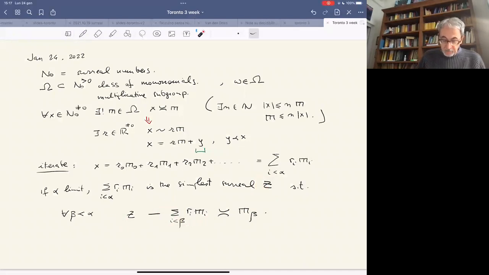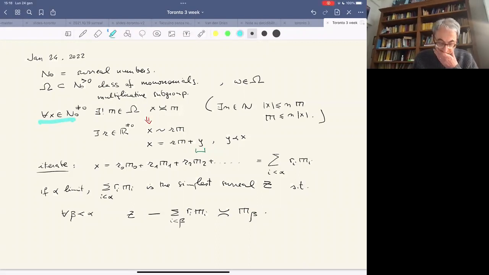Okay, this is the definition of infinite sum. The theorem is that every non-zero surreal number can be expanded in such an infinite sum by iterating. And of course, the zero surreal number can also be identified with the empty sum with alpha equals zero.